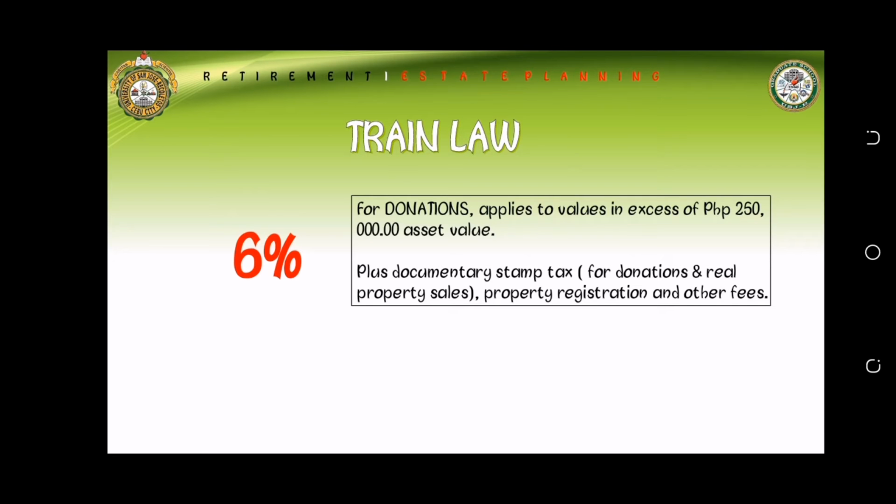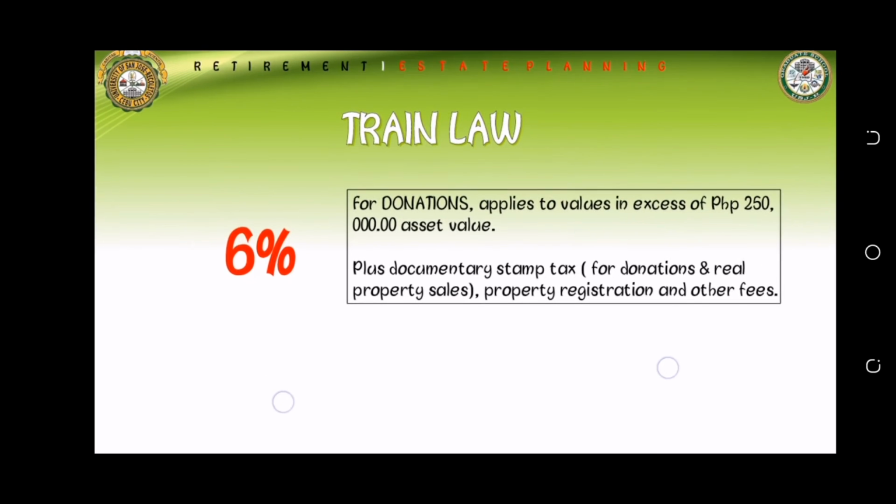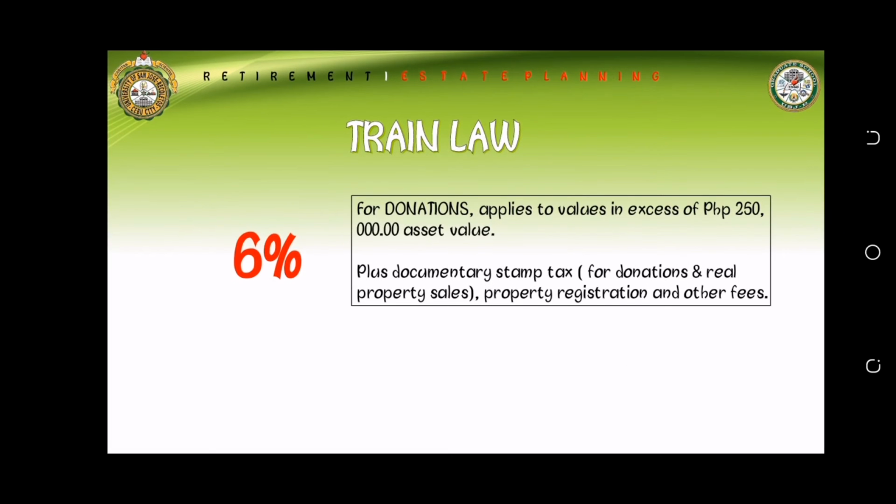And there is a TRAIN law rate of 6%, for example for donations applied to values in excess of 250,000 asset value, plus documentary stamp tax for donations and real property sales or property registration and other fees, with a 6% rate.